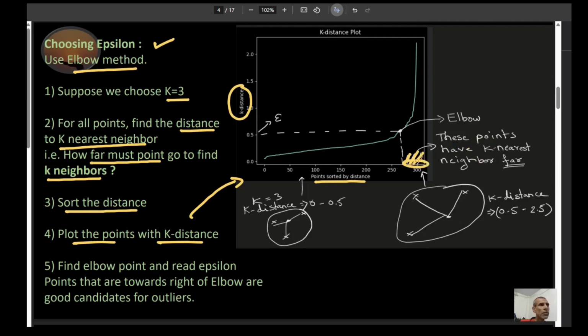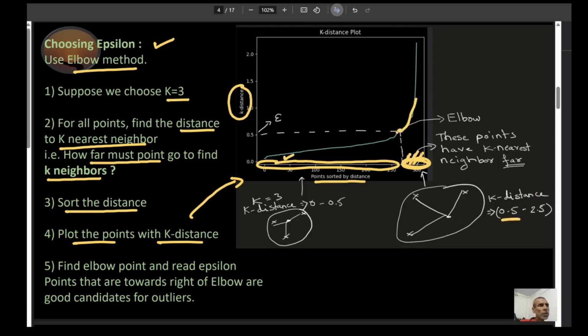On the other hand, the reason is because if you look at this one, this right here is basically in this axis, and this is my k distance. So k distance is higher over here. This is why these points have k nearest neighbors very far. These ones, on the other hand, your k nearest neighbors are not very far. They are close by. So for example, if your k equals 3, then your k distance is going to be between 0 to 0.5 for this set of points right here. In this set of points right here, my k distance is going to be between, let's say, 0.5 to 2.5. Now, why did I pick 0.5?